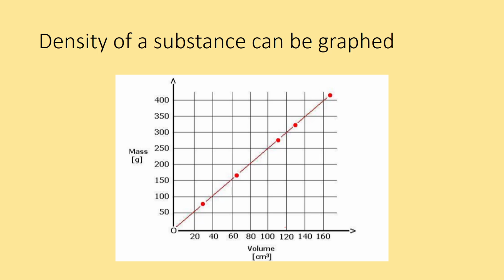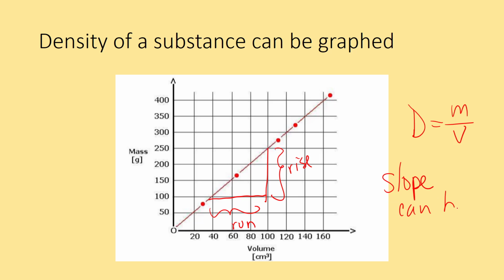All right, so the other thing about density is that mass and volume have a linear relationship. If the mass goes up, the volume goes up. And so you could calculate the density using the slope of a line. The rise is the mass, and this is the run, the volume. Density equals mass over volume, so the slope of a line can help find density.